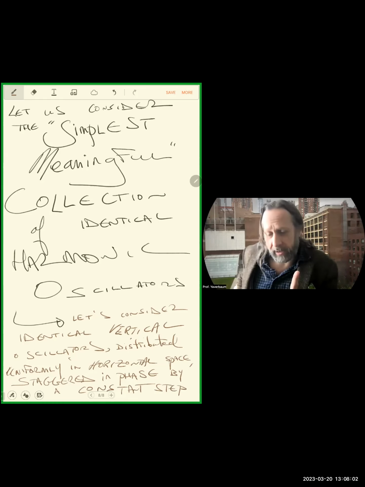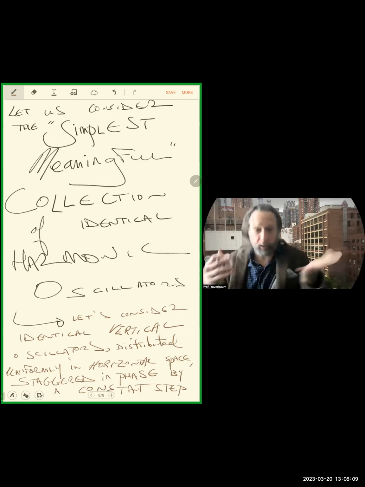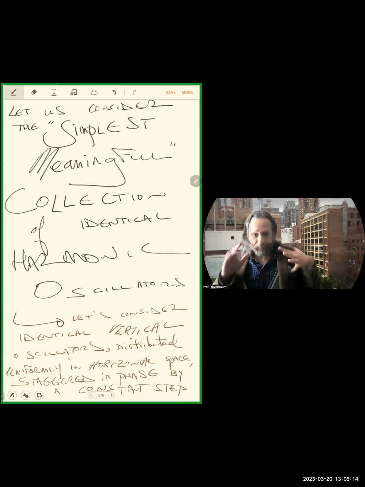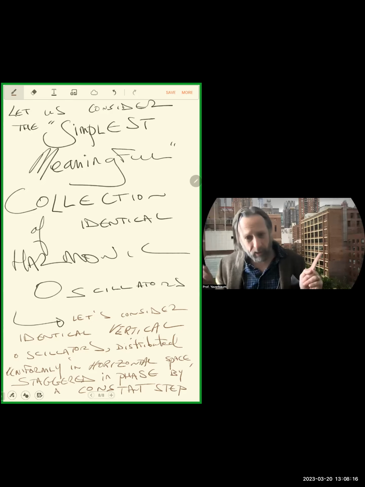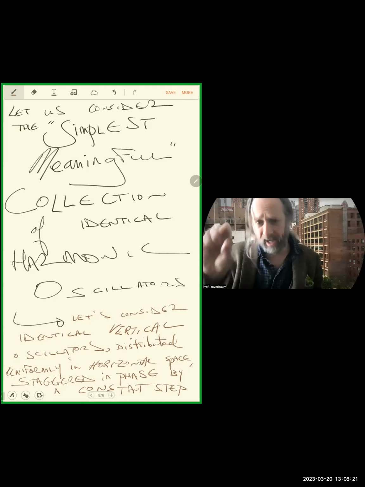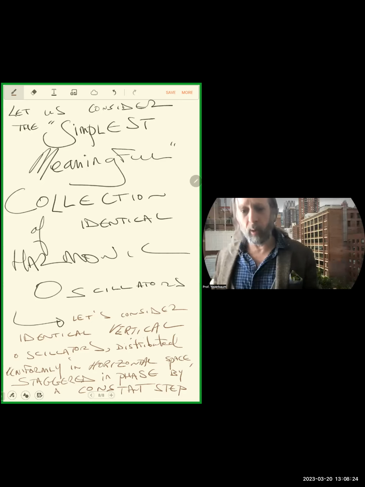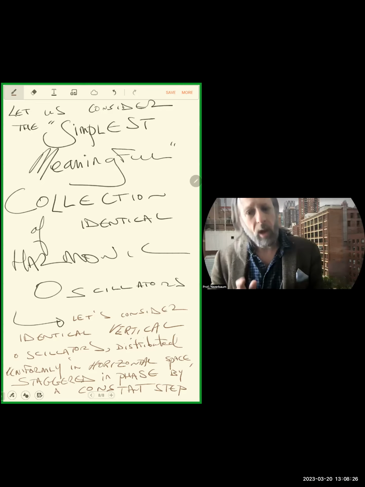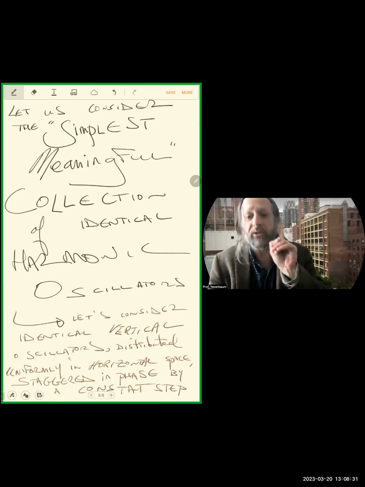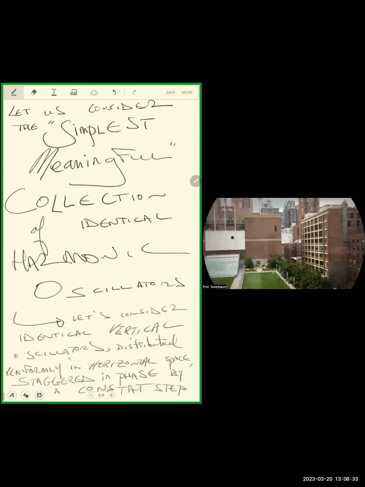the simplest possible meaningful collection of identical oscillators. We're going to put together a whole, in our minds, I mean, but it turns out you have done this in the lab. Now you'll see if you don't see already. We're going to consider a huge bunch of oscillators, and all the oscillators are exactly the same type of oscillator, but we're going to arrange them all in almost the simplest possible way, I call it the simplest meaningful way.